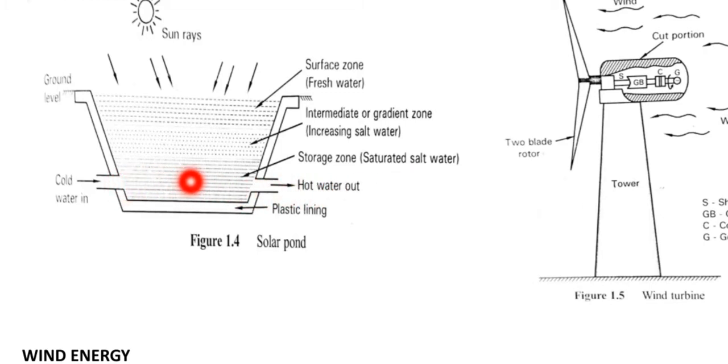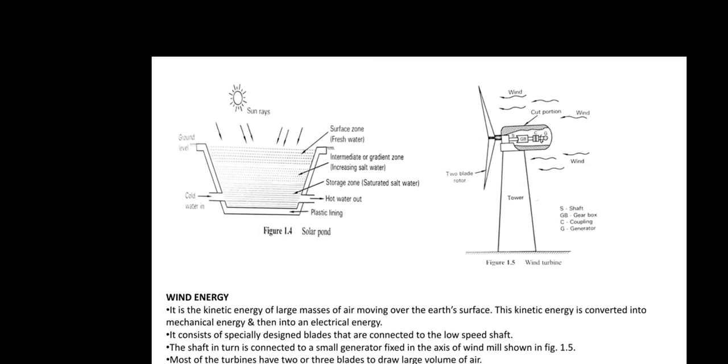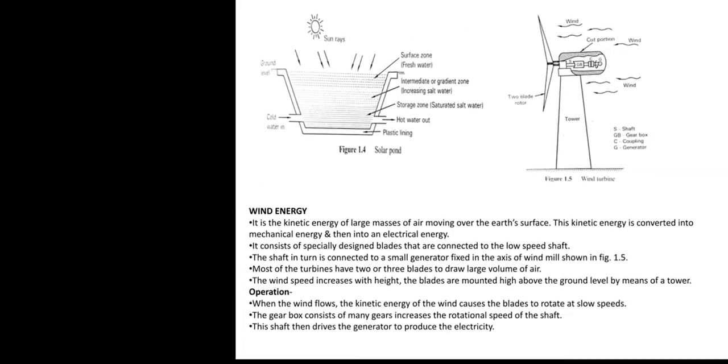When the hot water is taken from this portion, at the same time cold water can be entered into this portion and the process continues. So in this way the water is heated with the help of the solar pond.